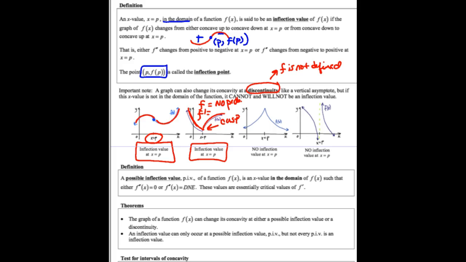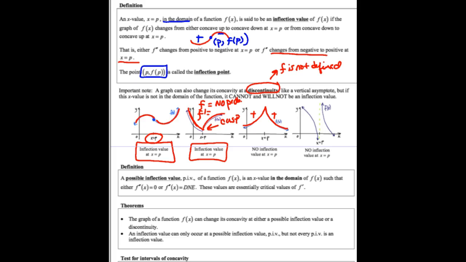So right here, we've got a function that does not have an inflection point. And the reason this one does not have an inflection point is because it was concave up and then continued to be concave up. There was no change in sign of the second derivative. The second derivative is positive. It's holding water and holding water. And so there was no change in the second derivative.